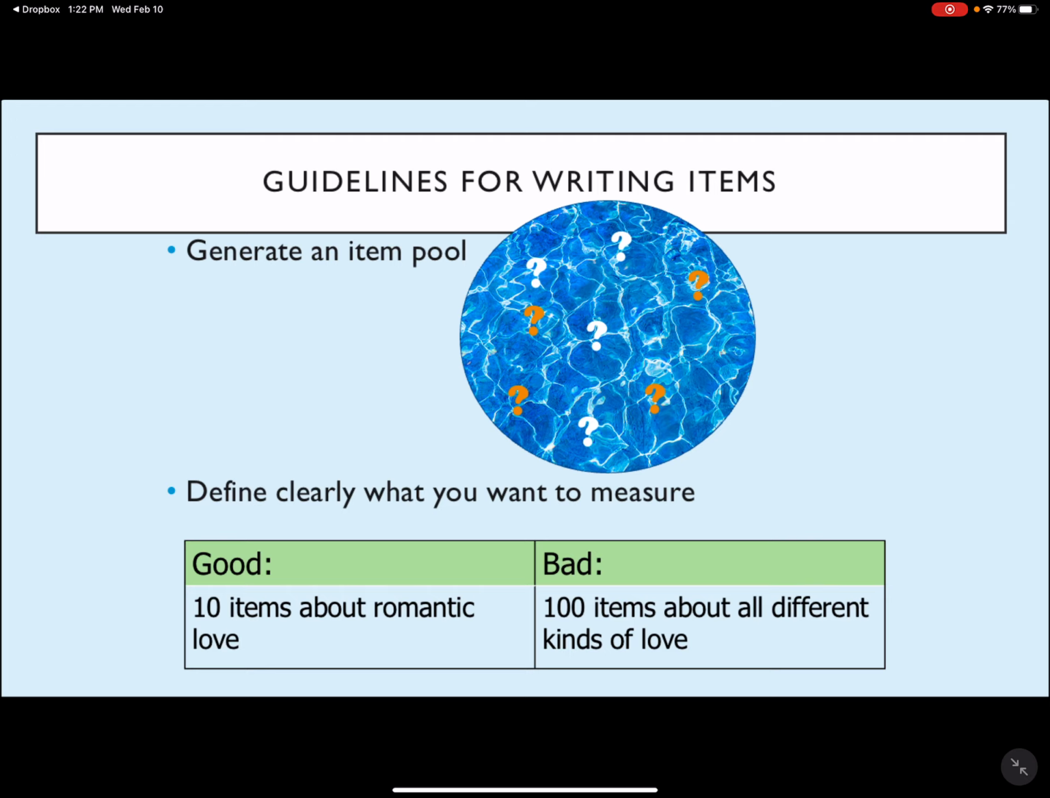The other thing you also want to think about is that you don't want to fatigue your participants. They're doing you a favor by taking their time and answering your survey, so you don't want to make them answer more questions than they have to. If you don't define your construct and you have 100 different questions that are all different kinds of love, but all you really want to know about is romantic love, just ask them 10 specific questions that get what you want to know. So you're going to need to define very clearly what you want to measure.